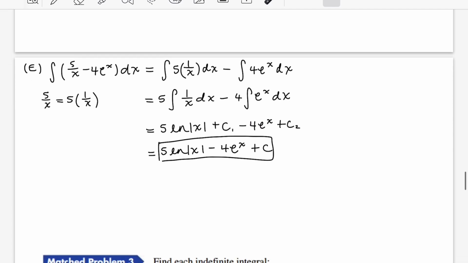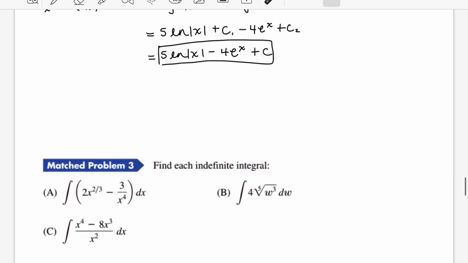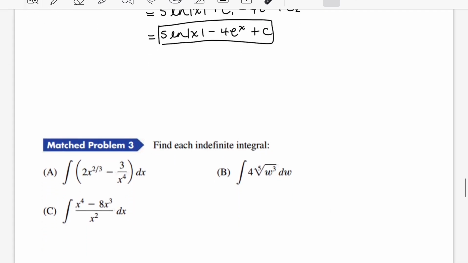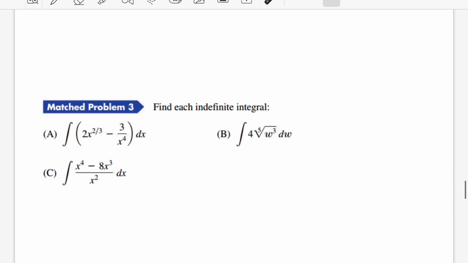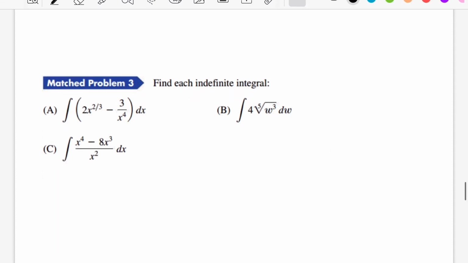All right, let's look at a couple other examples here. For these guys, what we're going to have to do is just rewrite the functions a little bit. So let's look at this one here. We have the integral of 2x thirds minus 3 over x to the fourth dx. So for this one, we're just going to separate them.